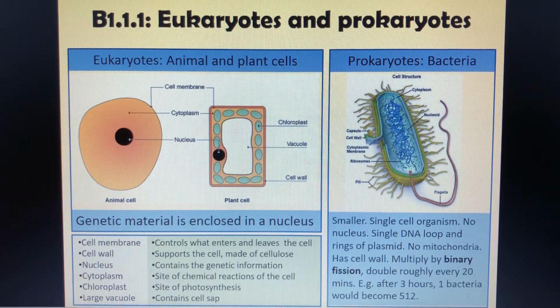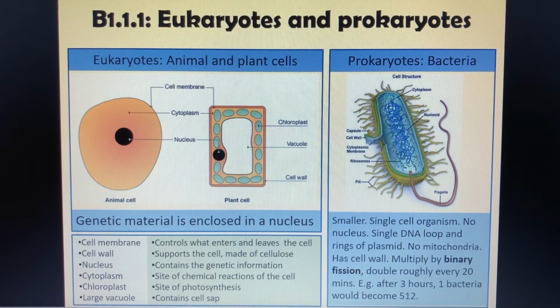And they multiply by binary fission. Later on in this topic, we'll talk about mitosis. Bacteria do not multiply by mitosis. They multiply by this process called binary fission. Could be a quick 1 marker that would be worth remembering there.